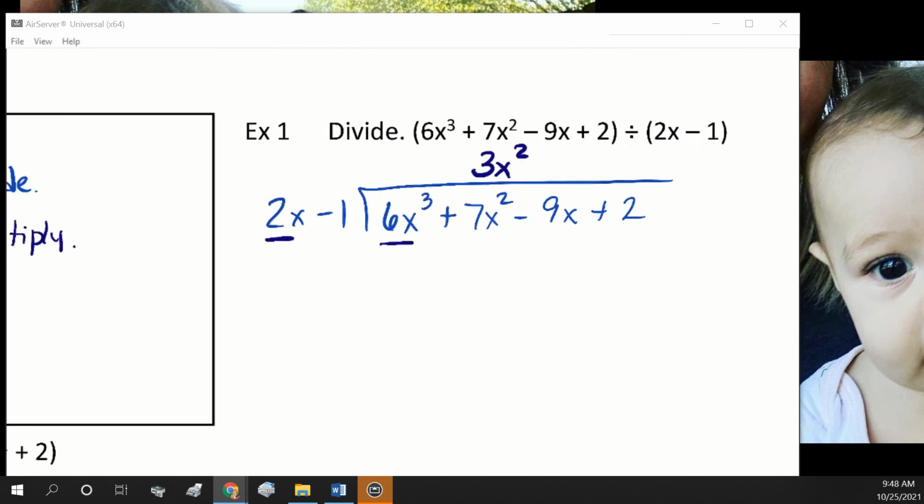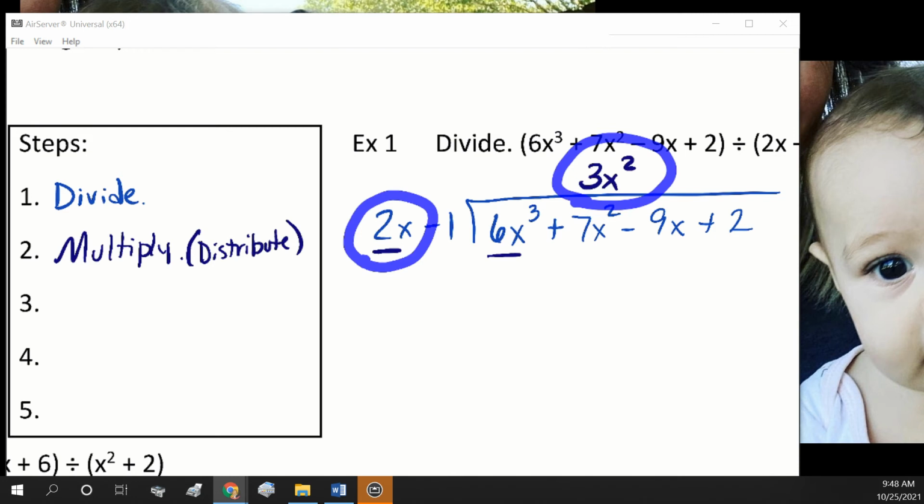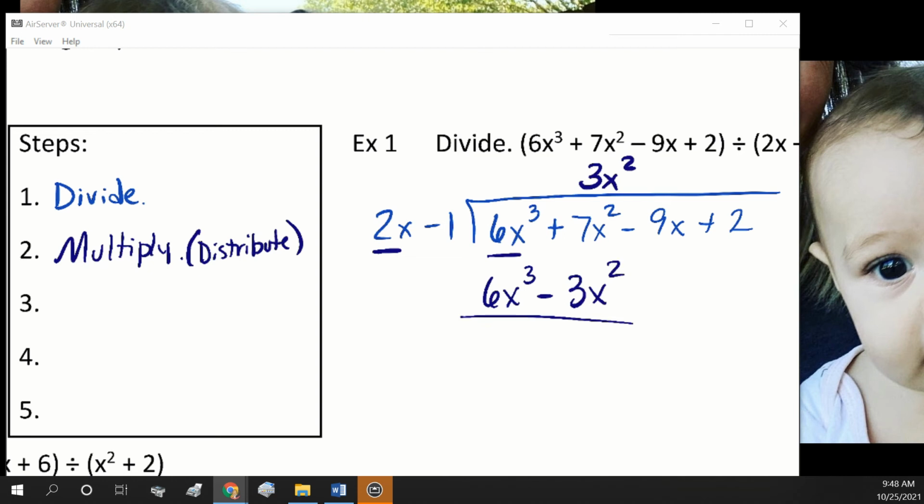Now on this, we do have to distribute. So we multiply the 3x squared by the 2x, and that's going to give you 6x cubed. And we multiply the 3x squared by the -1, and that's going to give you minus 3x squared. That's super important on that step that you keep your like terms lined up. So you write the x cubed under the x cubed and the x squared under the x squared.